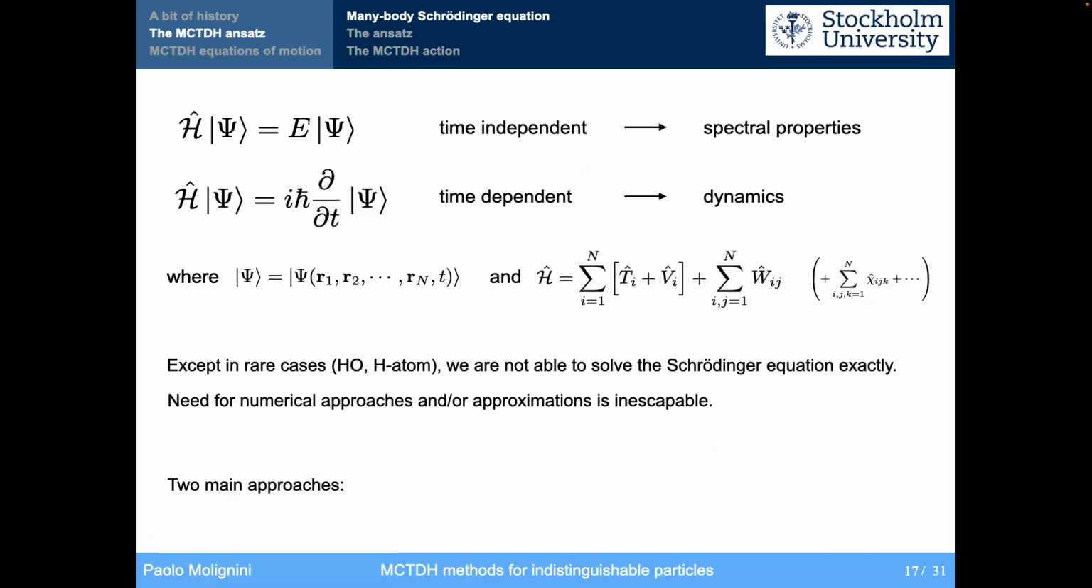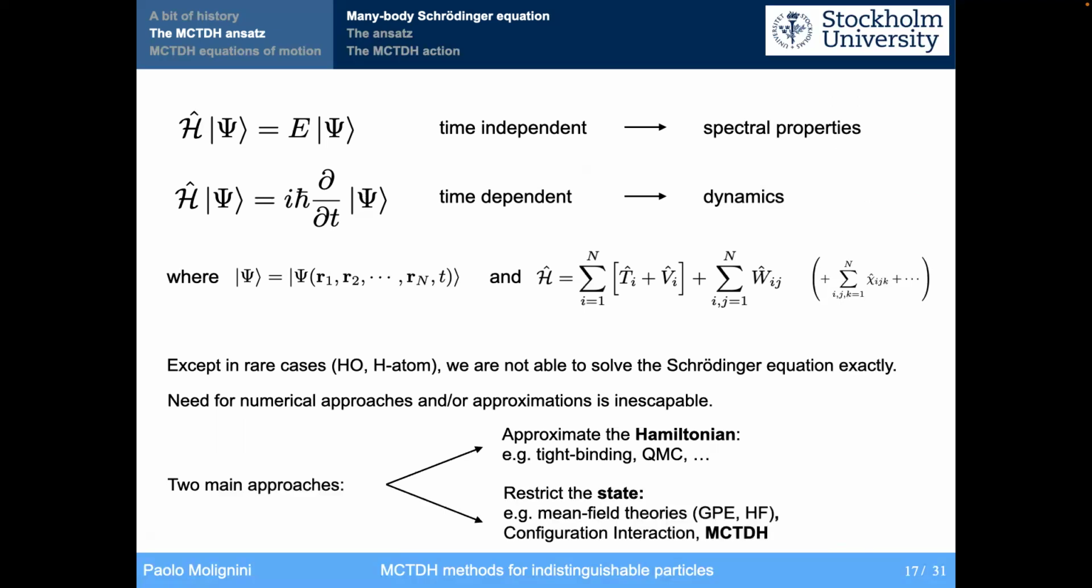And there are two main approaches to do that. One is to simplify the Hamiltonian. So we approximate the Hamiltonian with something that is easier to handle, for instance a lattice Hamiltonian, or we just do sampling with quantum Monte Carlo. Or we restrict the state. So we have only two quantities that appear here. We can either act on the Hamiltonian and restrict it, or restrict the state itself.